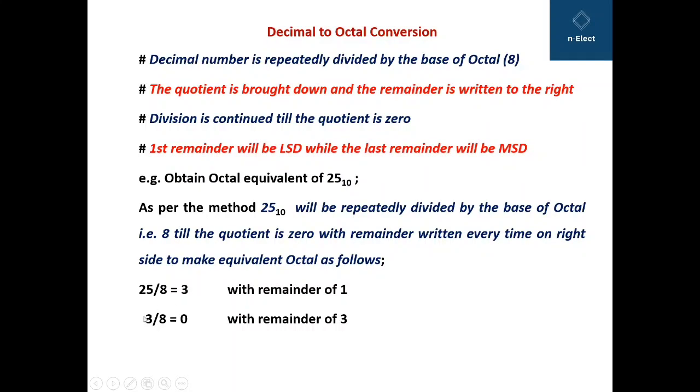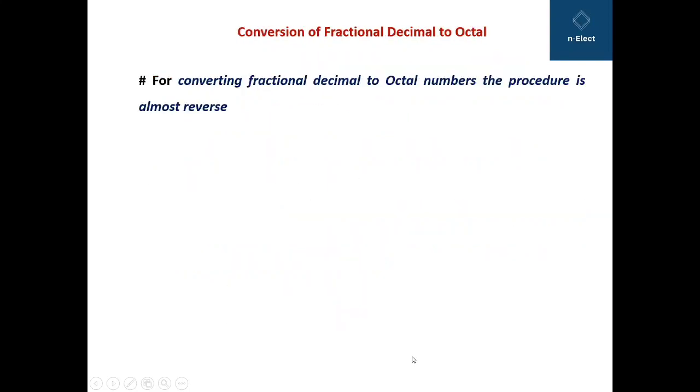Then 3 is brought here and it is divided by 8. It is always expected that no result should be in fraction. Therefore 3 divided by 8 we have taken as 0, and 3 will remain as the remainder. And these numbers which we are calling the remainders are to be taken in an upward direction. So the number which will be equivalent will be 31 octal. So 25 decimal is equivalent to 31 octal.